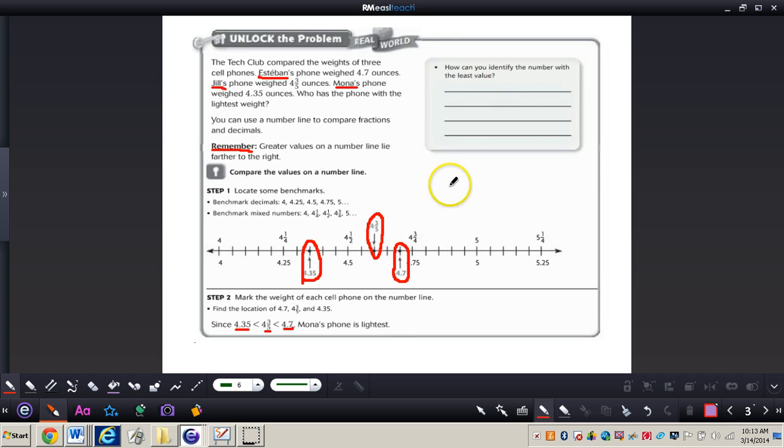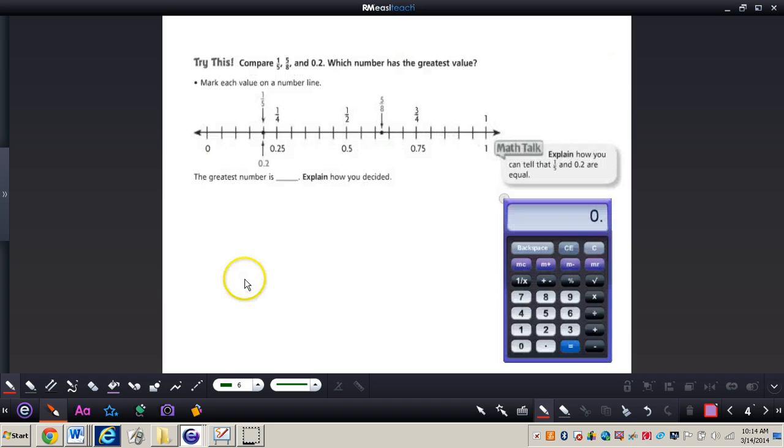Okay, so even answering this question in the upper right-hand corner, how can you identify the number with the least value? What I want you to write is: the number that is farthest left on the number line has the least value. Okay, so let's take a look at the try this part at the bottom of page 245. It says mark each value on a number line, and we see that this number line is already divided for us in 20ths.